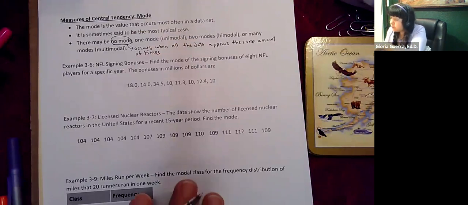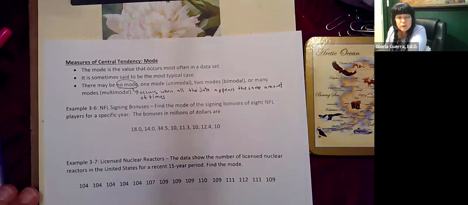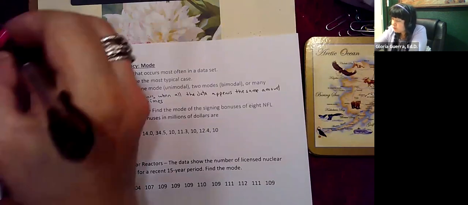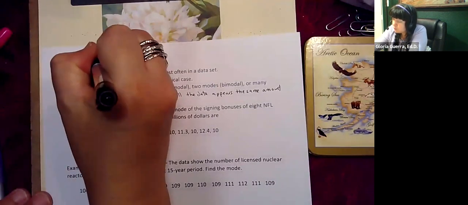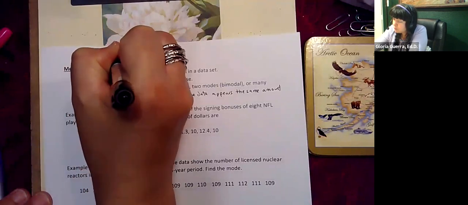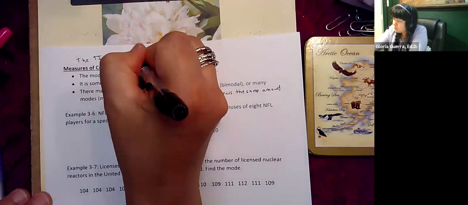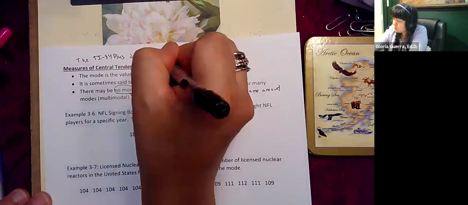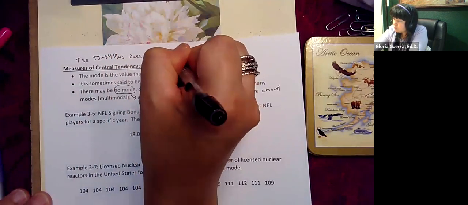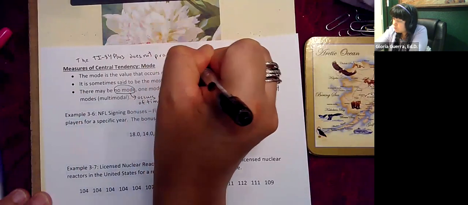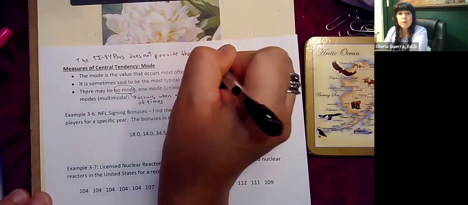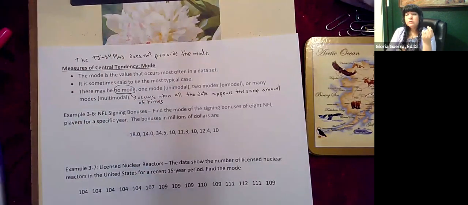The other thing I would have a note to say is that the TI-84 does not provide the mode. You know how a while ago we used one variable stats and then we scrolled down 3 times and we found the median, MED. Well, the calculator will not provide you the mode, so you'd have to know how to do that on your own.